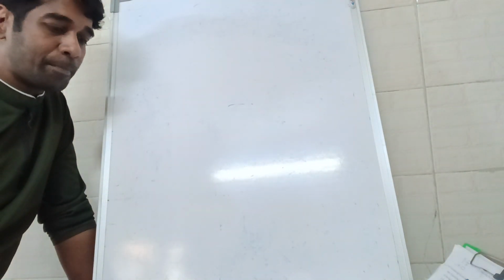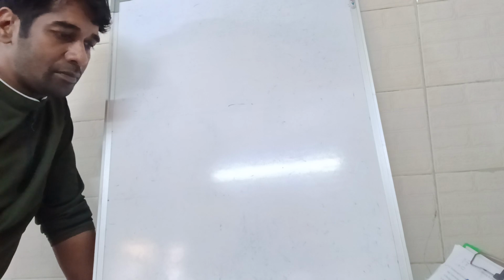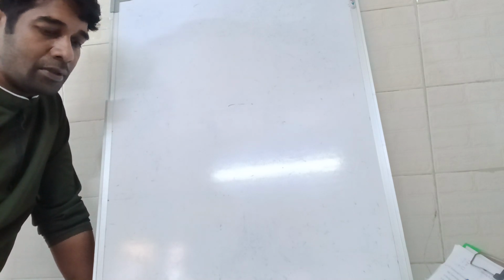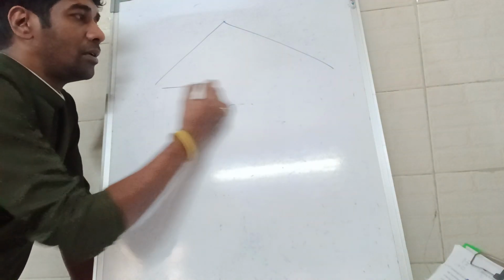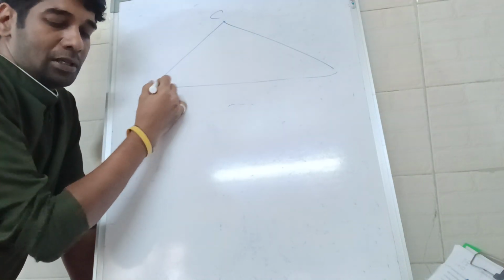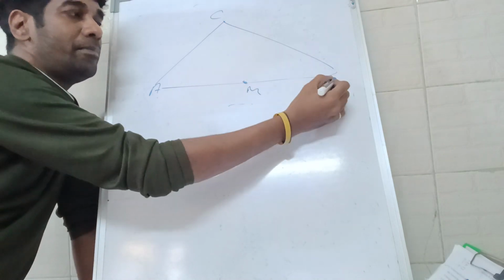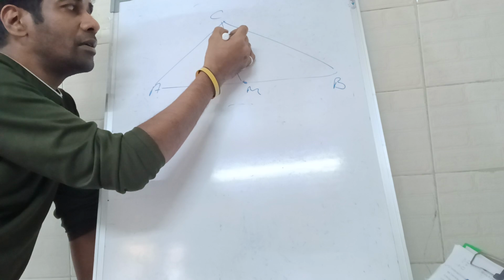Next sum. It's an activity. Triangle is given. C, A, M, B. This is the median.